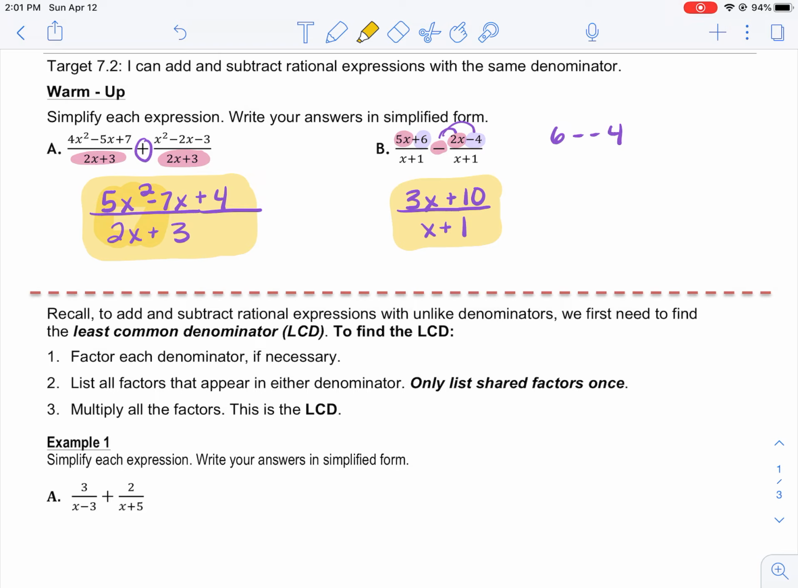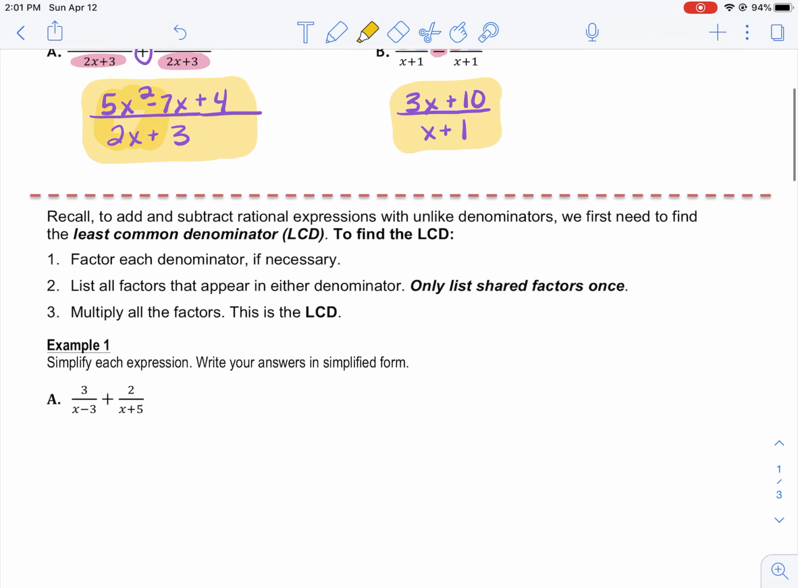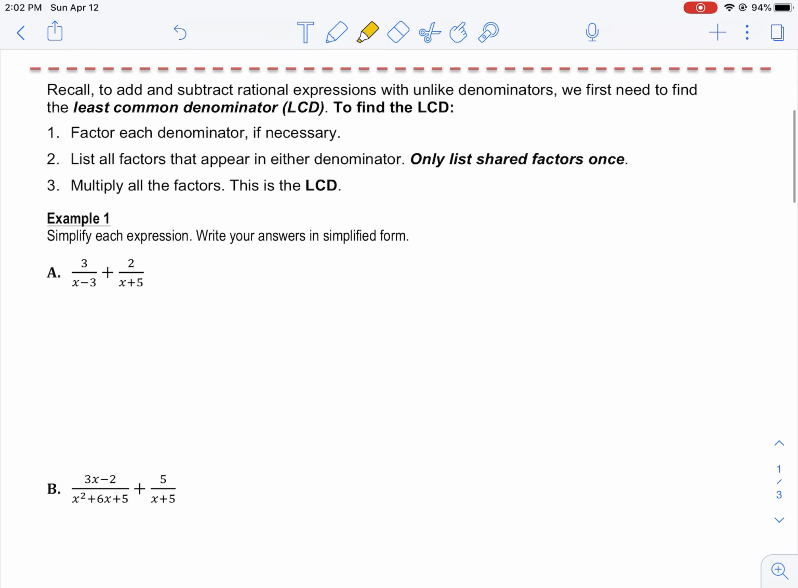So again, the key to adding and subtracting is that you need a common denominator. When you have a common denominator, it's pretty simple. So what do we do if we don't have a common denominator? That's what we're going to talk about in today's lesson. The first thing you have to do is find a common denominator. If the denominators are not the same, then you have to find a common denominator, and then you have to adjust the numerators, and then you can proceed like we did in the warm-up.